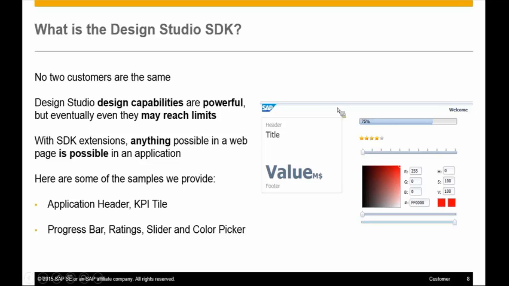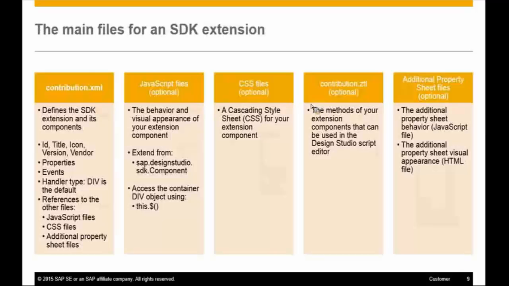On the right hand side we've got an application header, there's a KPI tile, which is actually multiple pieces, like there's a header, a footer, a value, a title. There's a progress bar, there's a nice little ratings widget, there's a slider, and finally a color picker. So these are just some of the samples that we provide with the Design Studio SDK that we'll show you how to download later on as well.